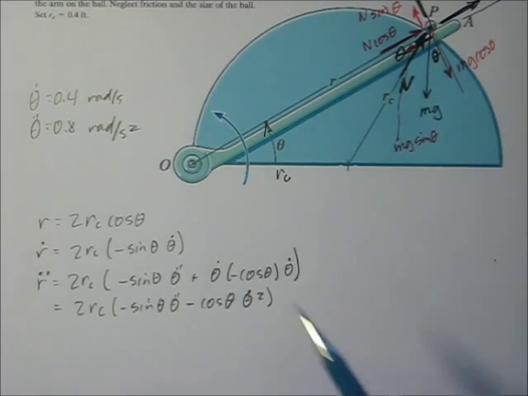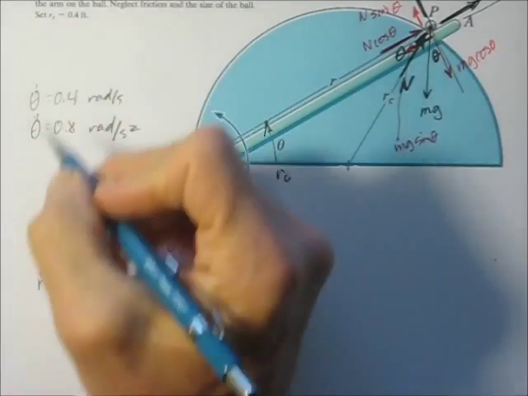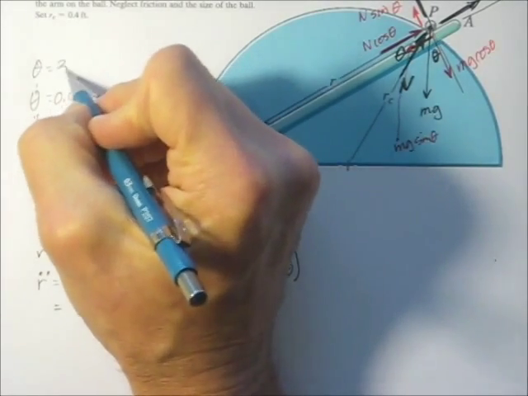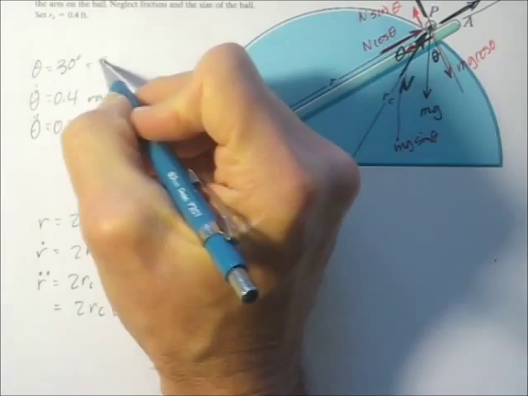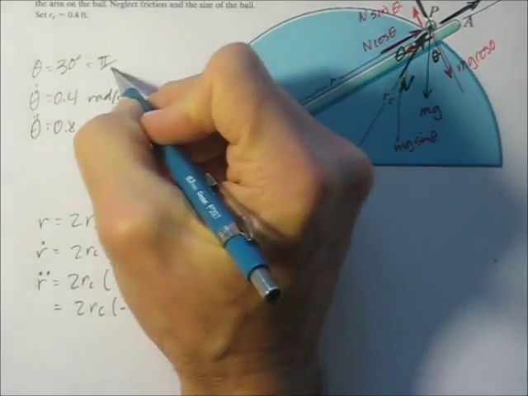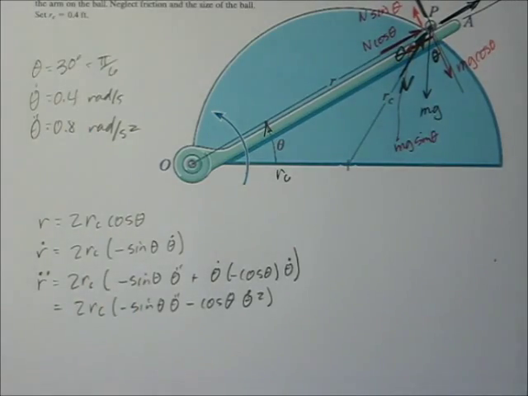Now what I can do is plug in theta equal to 30 degrees. I guess I didn't write that down, which is equal to pi over, what is that, pi over 6, I guess. Okay.